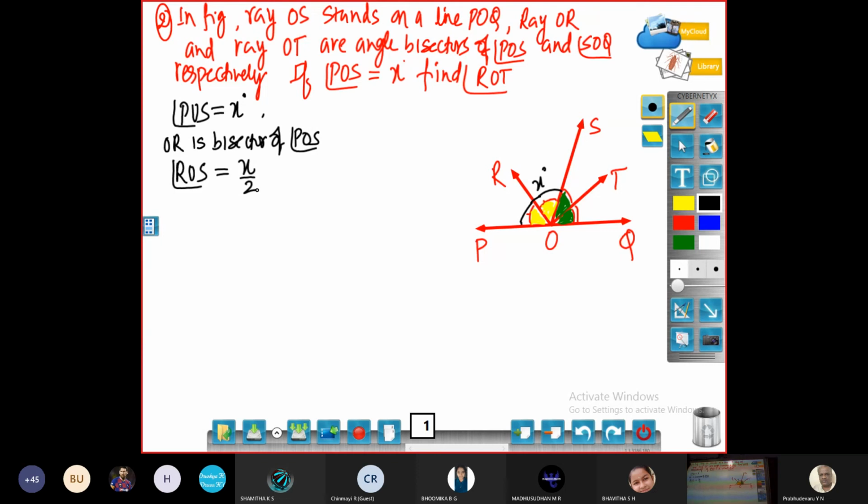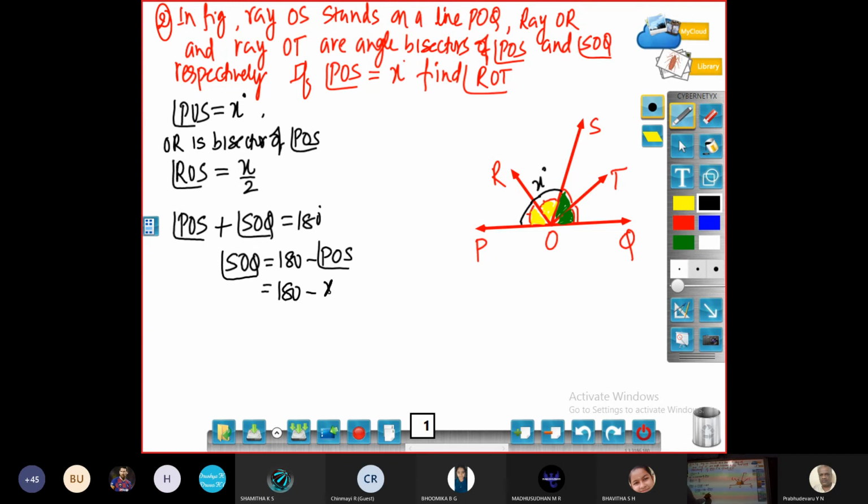Okay. So now, similarly, can you find SOQ? I can write angle POS plus angle SOQ is equal to 180 degrees. So SOQ is equal to 180 degrees minus x. Therefore, SOQ is equal to 180 degrees minus POS, and POS is x.